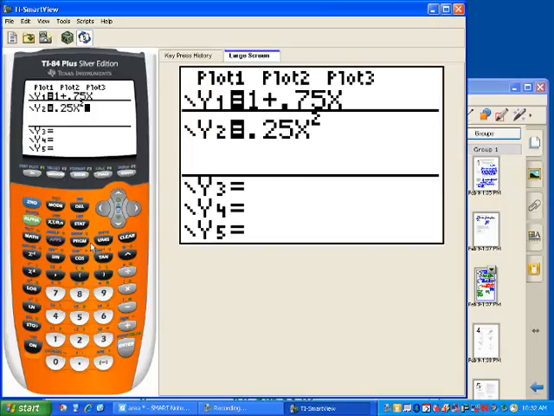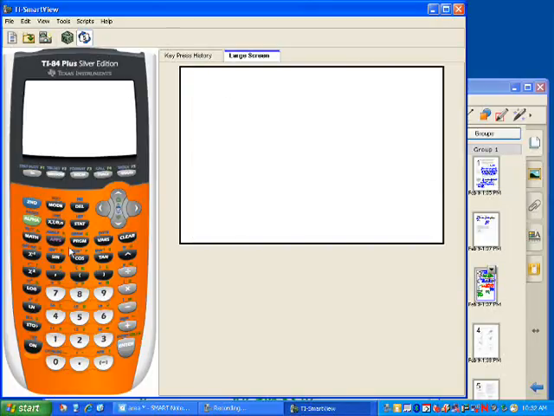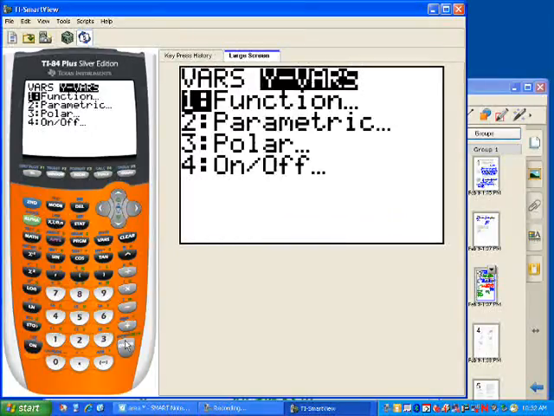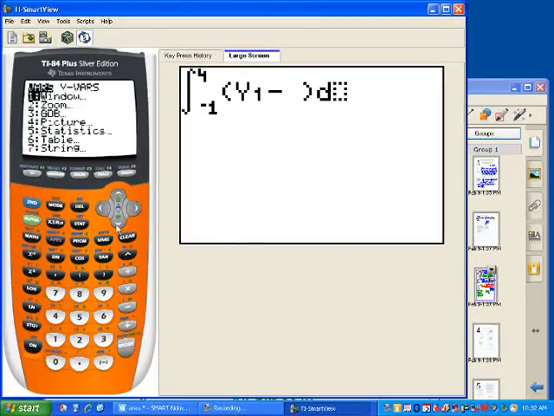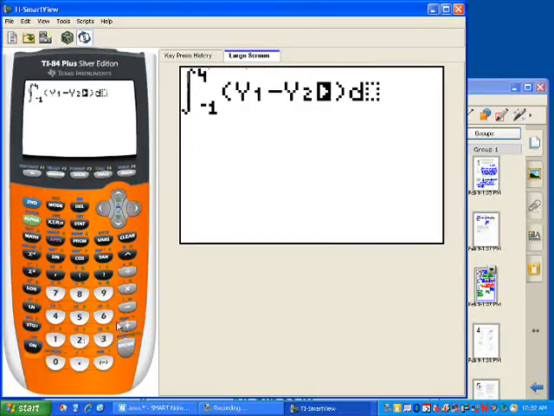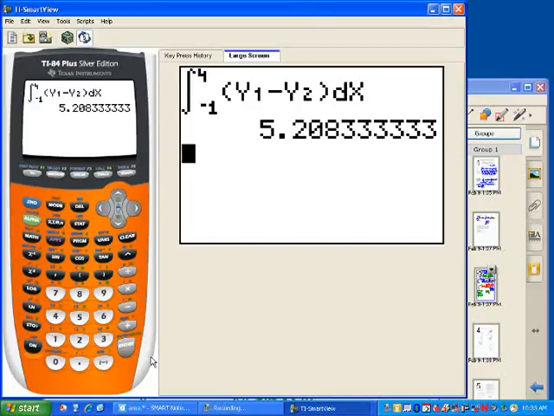Second quit. Math 9. Negative 1 and 4. And I have to do right minus left, so that's y1 minus y2, dx. And that is the right answer, 5.21. So even though you're doing horizontal slices, you're still going to stick with the x's when you plug it into the calculator.